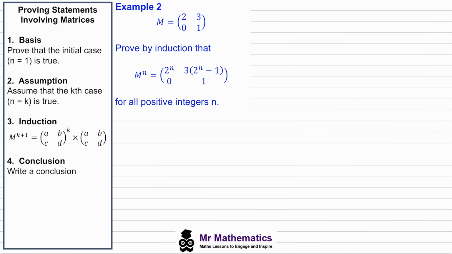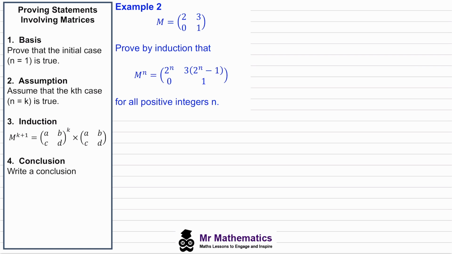Okay, so in example 2, we've been told that the matrix M is a 2 by 2 matrix, 2, 3, 0, 1, and we've been asked to prove by induction that this matrix, when raised to the power of n, gives us this for all positive integers n. So do you want to try this question yourself using these 4 stages? You can pause the video, and when you come back, we'll go through the worked solution.